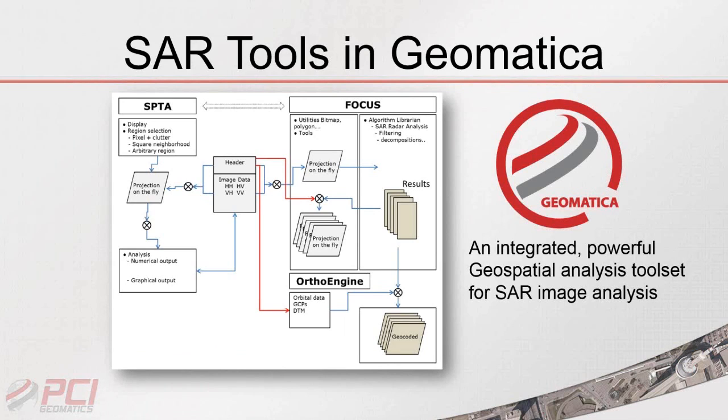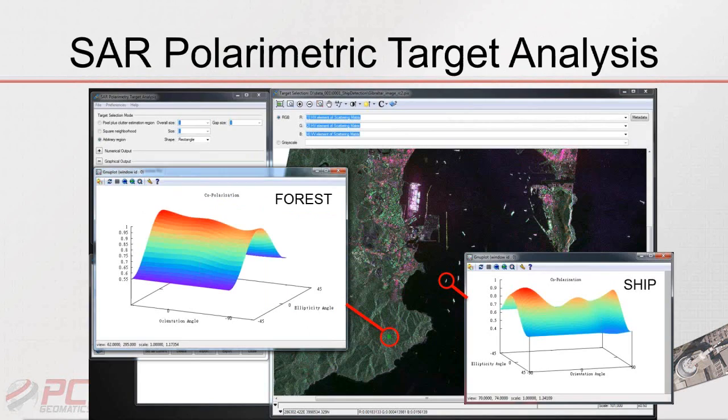And all of the tools here are well integrated. There's a lot of automation in the system so that you are spending your time analyzing the imagery and analyzing your results, as opposed to really struggling with just getting through the workflow. So if we go to the next slide, the first thing I want to highlight that is available within our system is the polarimetric target analysis.